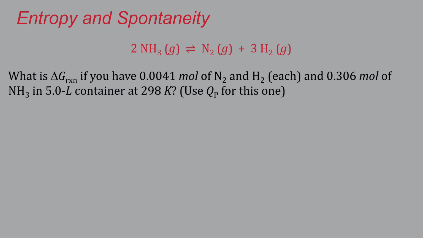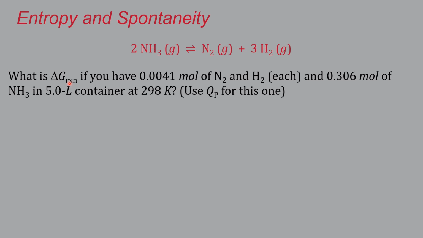All right, so here's another example. So we'll be looking at the decomposition of ammonia to form molecular nitrogen and molecular hydrogen. And we're going to, in the end, figure out what the delta G is going to be given these amounts of nitrogen and hydrogen in a container, along with 0.306 moles of ammonia in that container as well. So this one, these are all gases, so we're just going to go ahead and use the pressure-based reaction quotient for that.